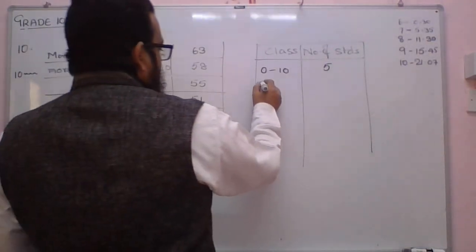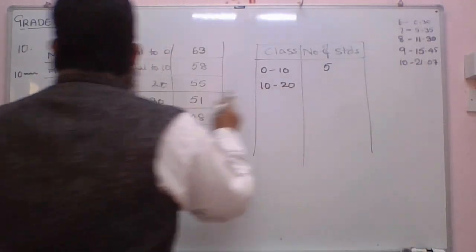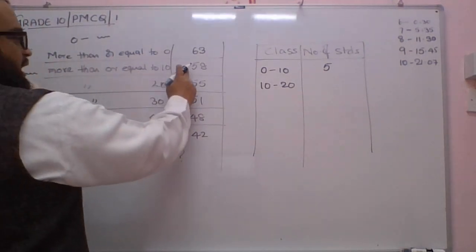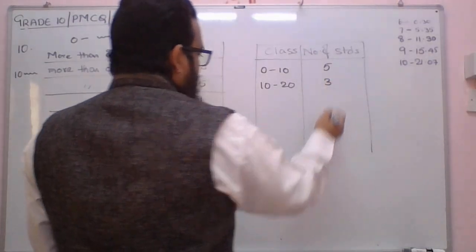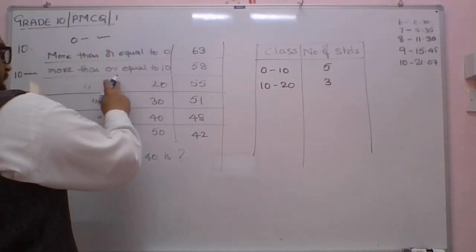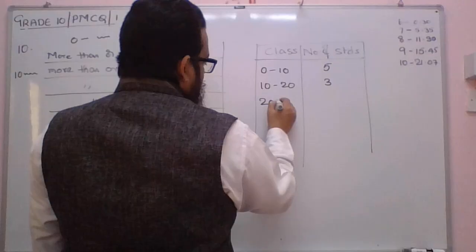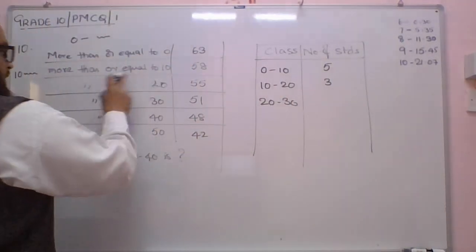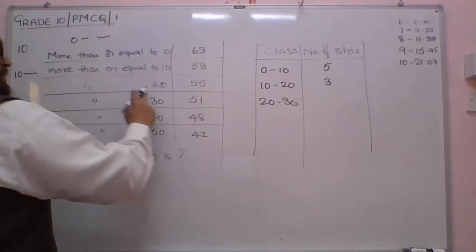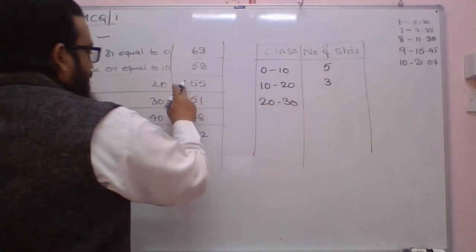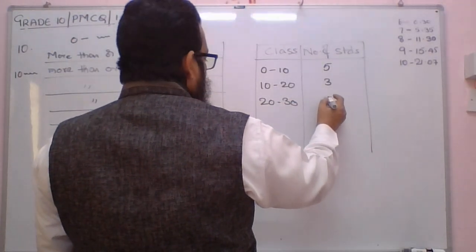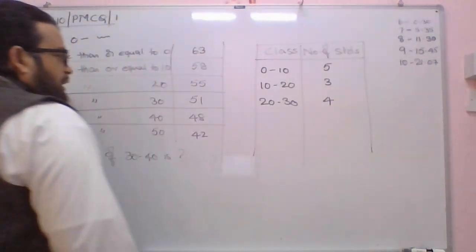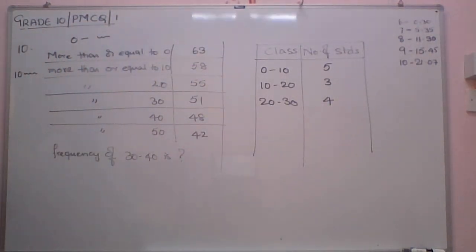And let us say 10 to 20. For 10 to 20 you have to subtract these two: 58 minus 55, 3 students. And 20 to 30, because it is equal to 20 or more than, that means 20 to 30. How many? 55 minus 51, 4 students. Understood, my dear students? Everybody understood?